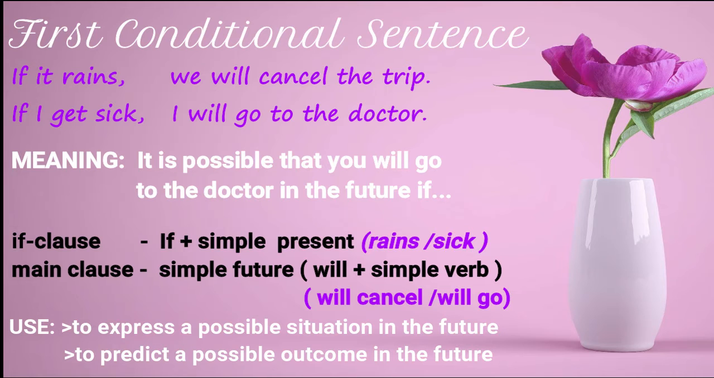Now for the structure. In the if clause, start with if plus subject plus one simple present verb. In the example, the verbs are "rains" and "get." In the main clause, start with a subject plus will plus simple verb. In the example, the verbs are "will cancel" and "will go." It's clear, isn't it?